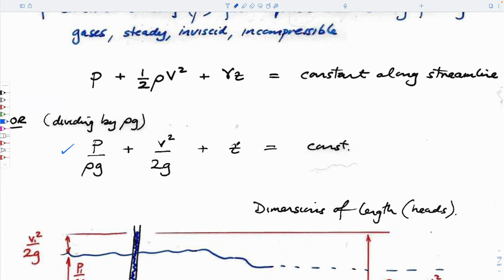The units of this have to be in units of length. So the pressure divided by unit weight is length. Velocity squared over 2g is units of length as well. You can also write it in units of pressure if you want. It's exactly the same expression, of course. You can just do everything you want with it.